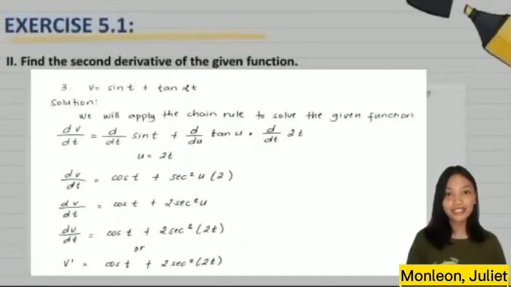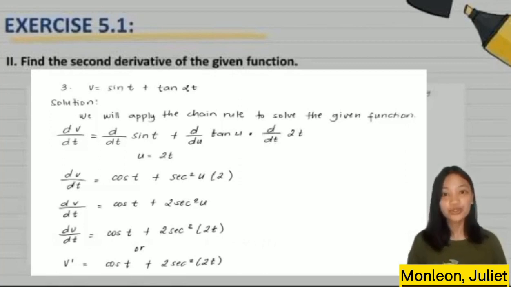Find the second derivative of the given function. The given function is read as v equals sine of t plus tangent of 2t. First, we will find the derivative of v, which is equal to sine of t plus tangent of 2t. In this given function, in order for us to get the derivative of v, we will apply the chain rule to solve the given function.